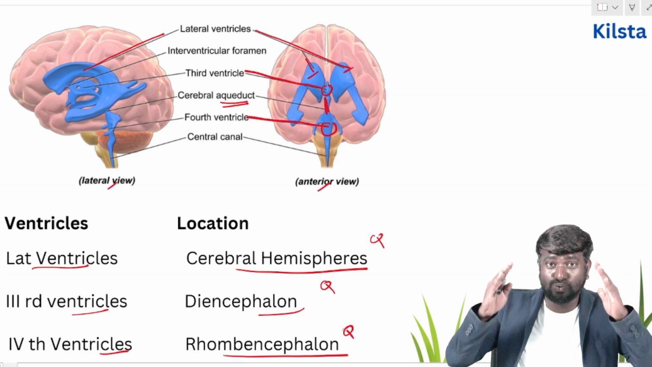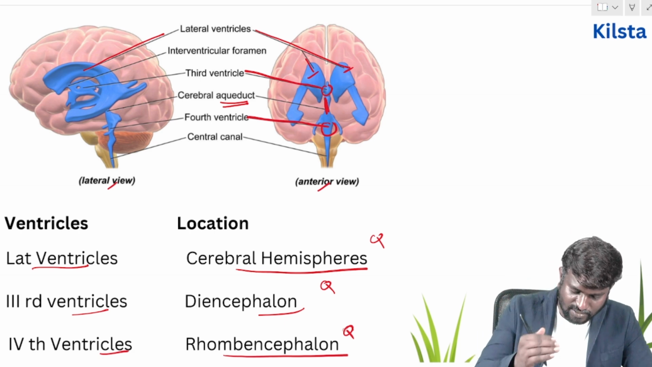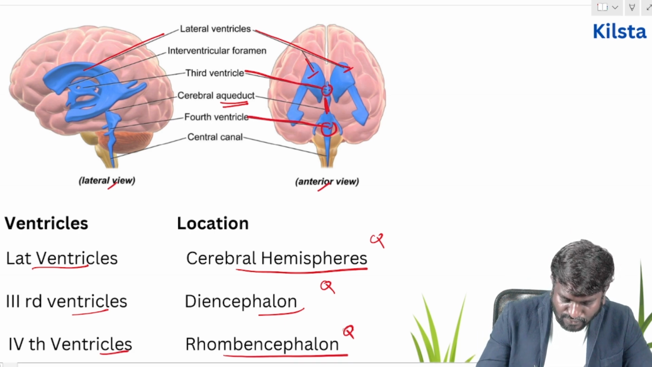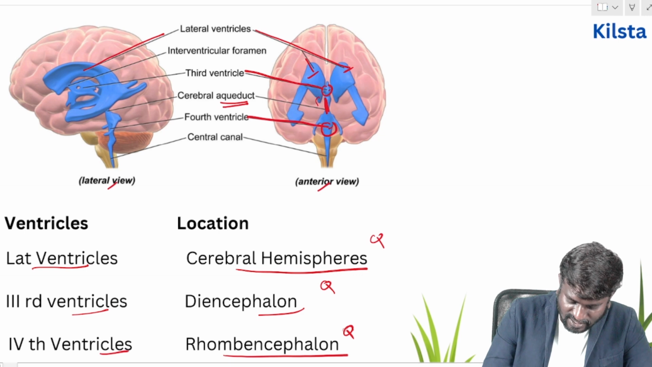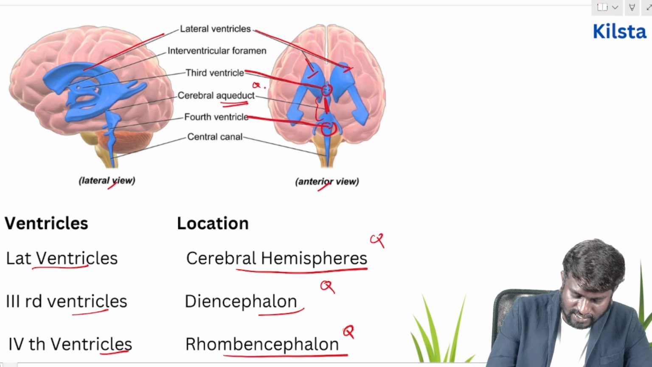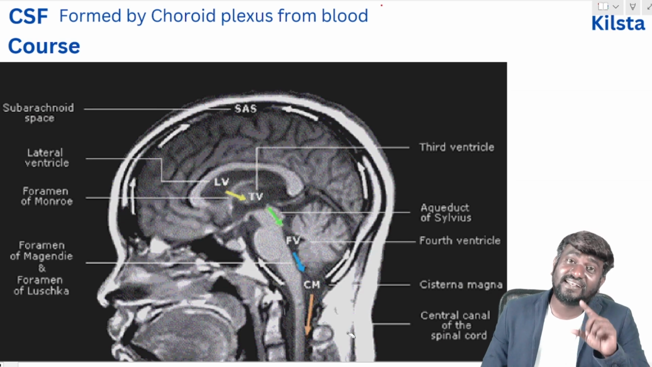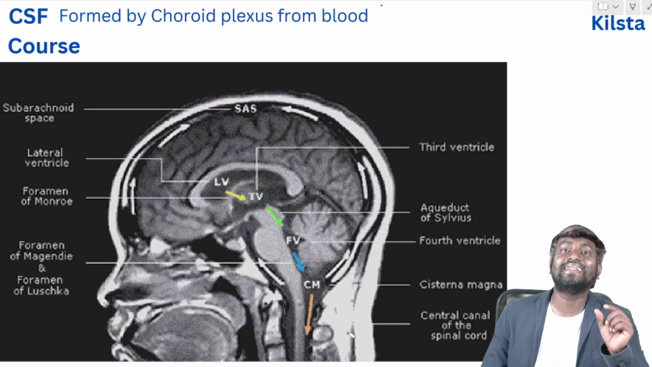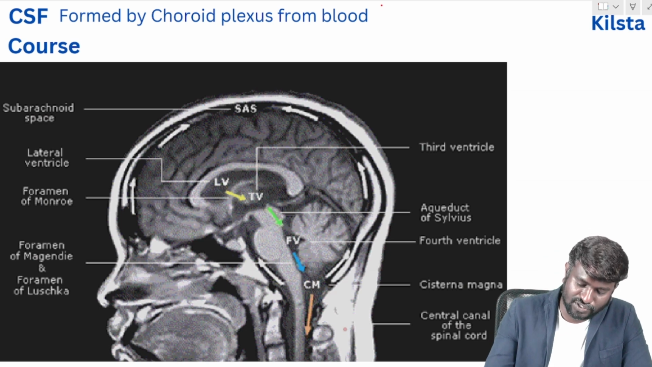That's it. So 2 lateral ventricles, we have third ventricle and the fourth ventricle. Remember, in between the third and the fourth ventricle is going to be the cerebral aqueduct. This is going to be very important to remember for the exam. Yes. CSF is formed by the choroid plexus from the blood. Yes, it's a very important point to remember.